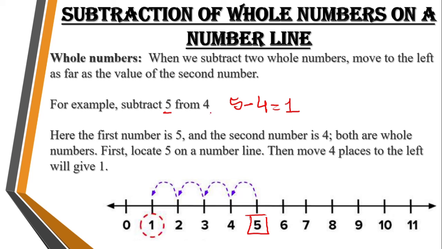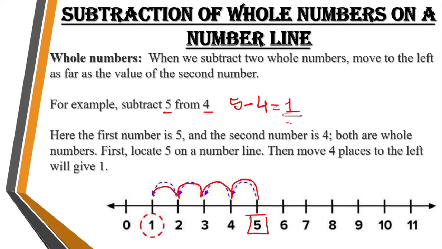And now we should check the second number, which is 4. It says how many jumps we should do. So here we have 4 as the second number, so we should do 4 jumps. So first jump, second jump, third jump, fourth jump, done. So we got our answer as 1. So 1 is our answer.